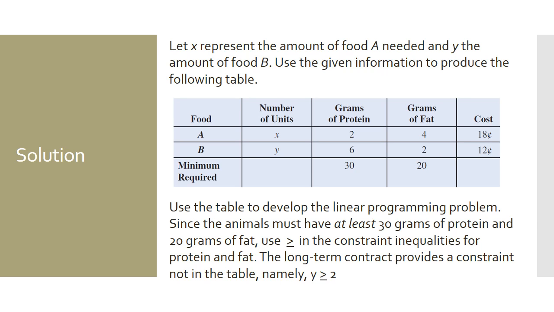Okay, first we create our chart. Food A, the number of units of food A will be represented by an X, and the number of units for food B by Y. Then we have our grams of protein and grams of fat and the cost. We have a minimum requirement of 30 grams of protein and 20 grams of fat. Now we're going to use this to develop our objective function and our constraints.